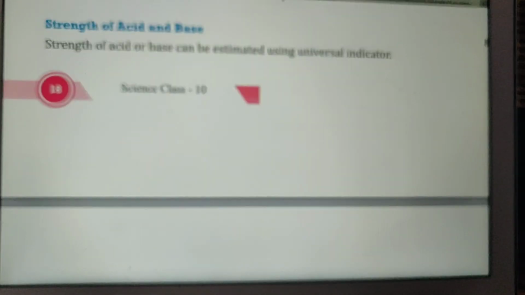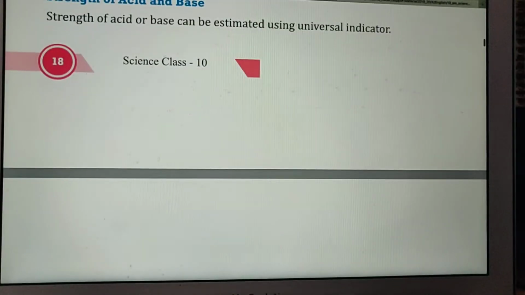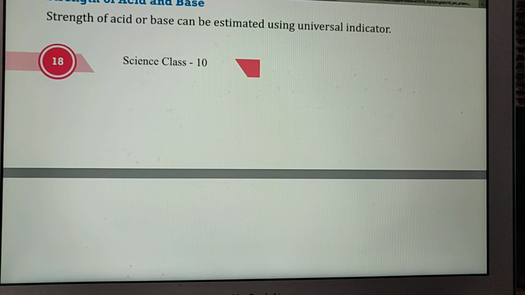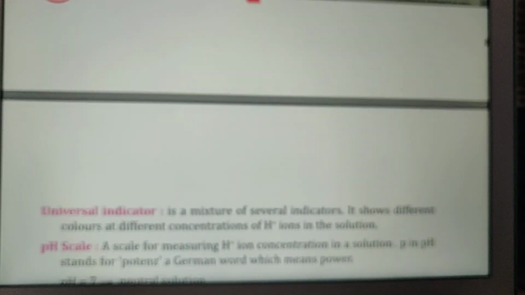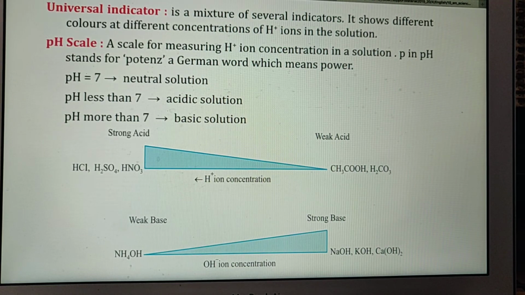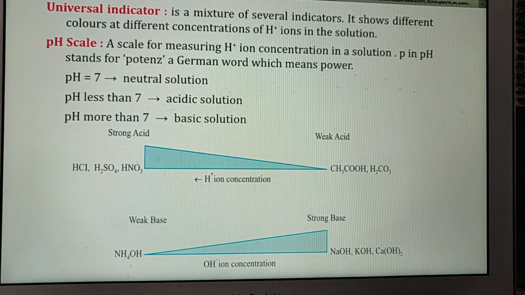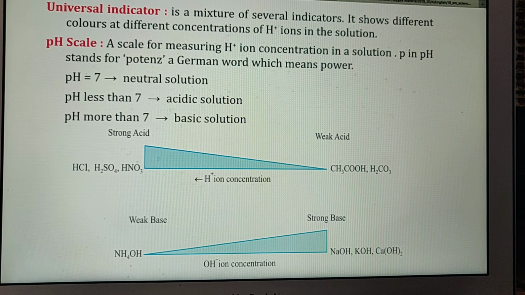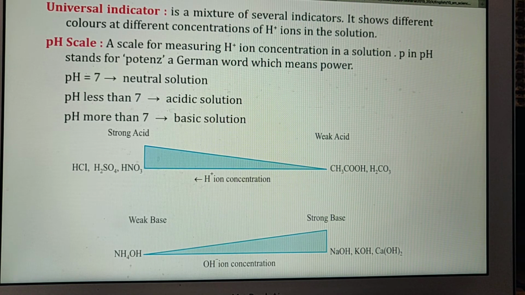So we will see the strength of acids and bases. The strength of an acid can be estimated using the universal indicator. Now we must know what a universal indicator is. It is a mixture of several indicators. It shows different colors at different concentrations of H ions in the solution.